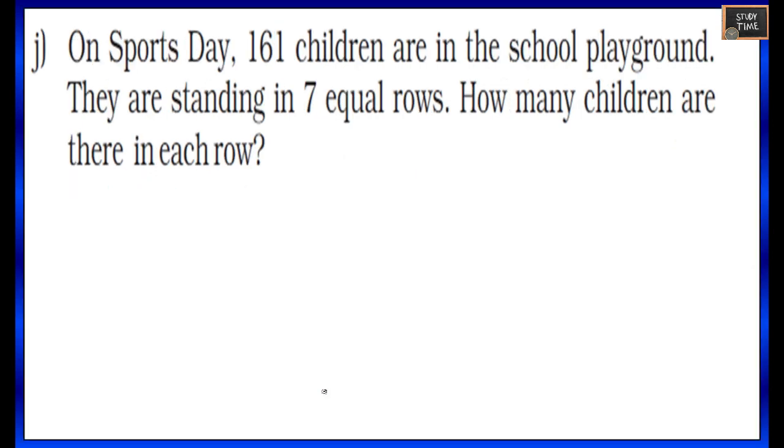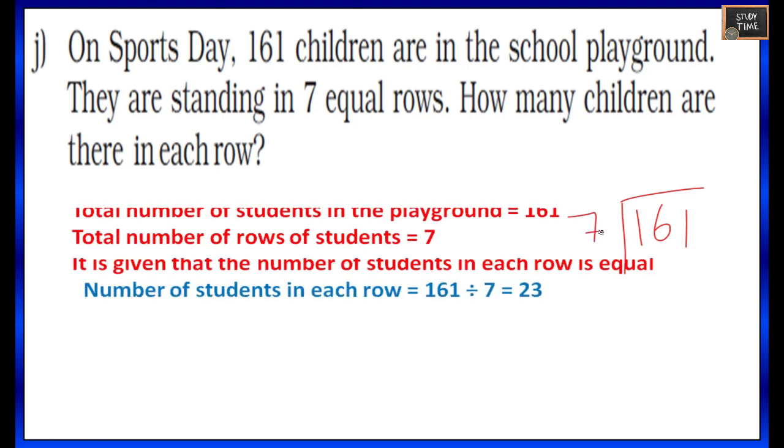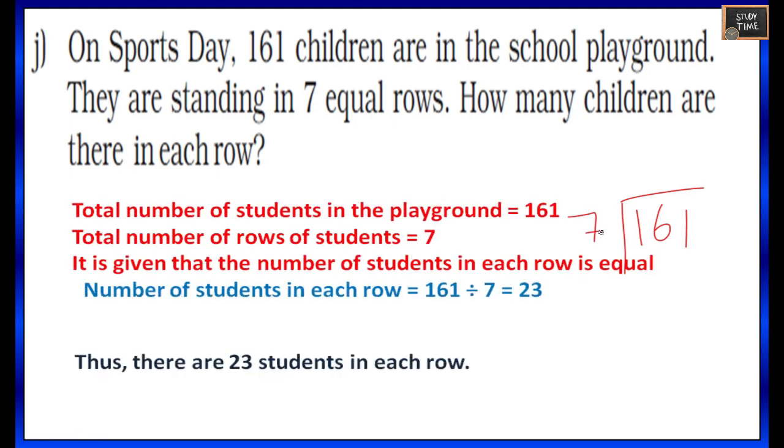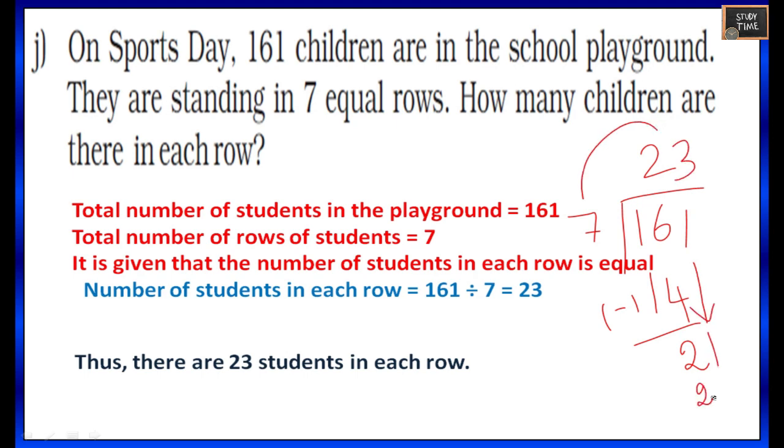So this is easy. On sports day, 161 children are in the school playground. They are standing in 7 equal rows. How many children are there in each row? So 161 divided by 7. What is the answer? 7 2s are 14. You subtract, you will be getting 2. Then bring down the next number. 7 3s are 21. So the remainder is 0. So 23 is the answer.